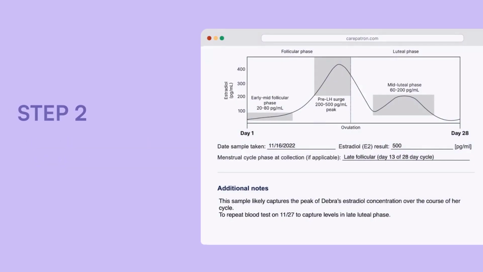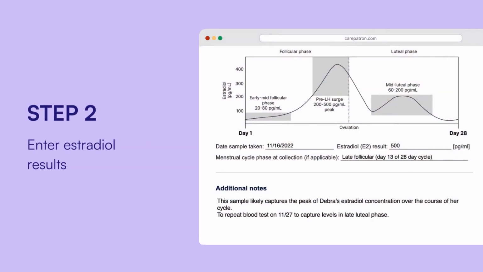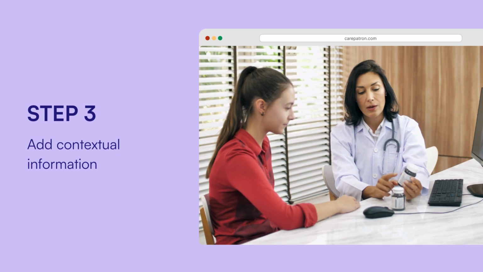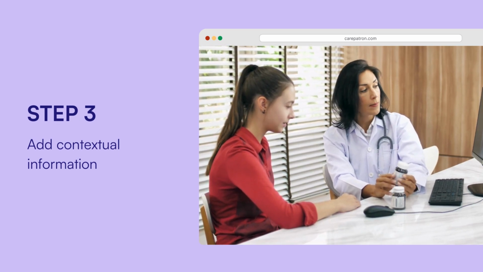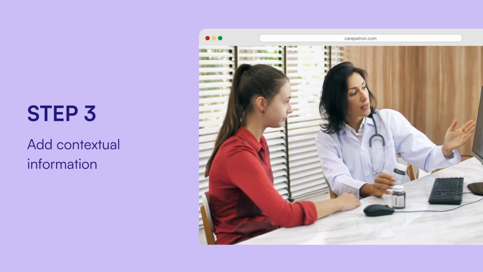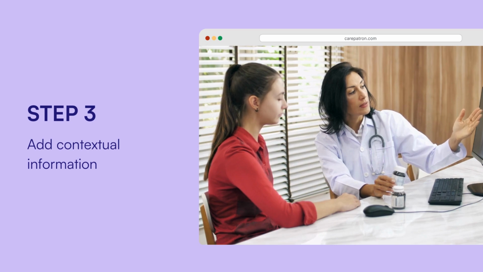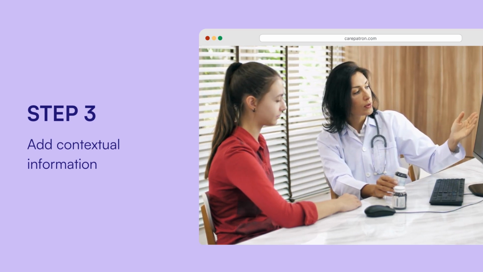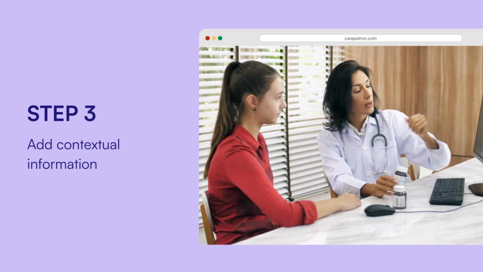Record the patient's estradiol levels in the designated space. It's important to note the measurement units used in the blood test results. If relevant, indicate the phase of the menstrual cycle during which the estradiol sample was taken. This context is crucial for accurate interpretation as estradiol levels fluctuate throughout the menstrual cycle. Specifically, estradiol levels rise steadily during the follicular phase, peak before ovulation, and drop after ovulation.